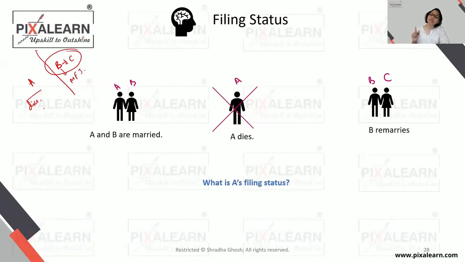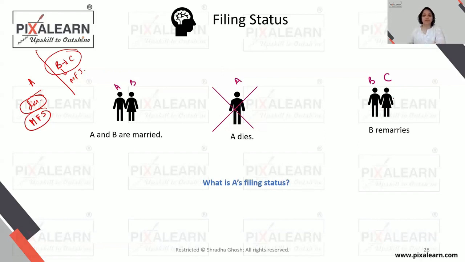Now, A, you will see in the year of death, there will be a final 1040 that will be filed for A by the estate of A or by the beneficiaries of A. What will be the filing status for A in his last return? Can anybody tell me? Remember, this cannot be married. Had B not remarried, A would have been married filing jointly, because B would have filed a married filing jointly return with A in it.